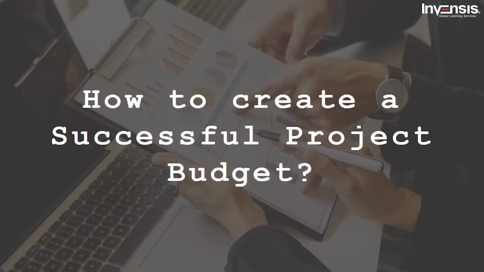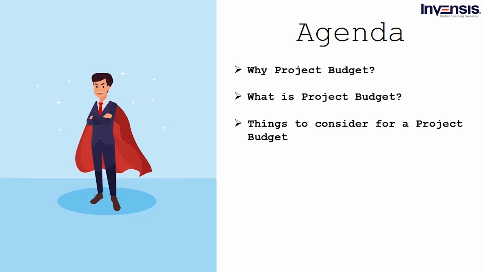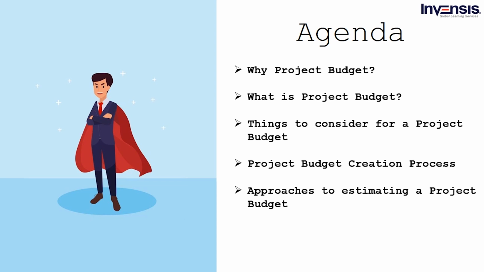In today's session, we will talk about how to create a successful project budget. Before we get started, I would like to address the agenda for today's session. So, we will start our session by first understanding why there is a need for project budget and what it is. Then we will look at the things to consider while making a project budget and also at the creation process of it. Moving ahead, we will understand the different approaches that can be taken for estimating a project budget. Finally, we will wrap up this session by going through the steps to create a successful project budget.